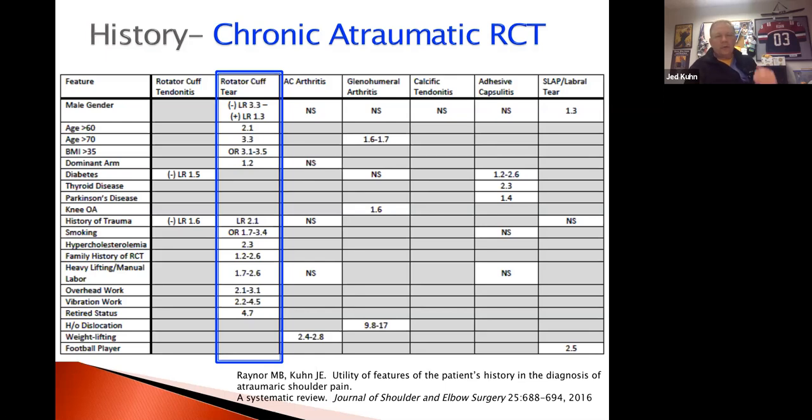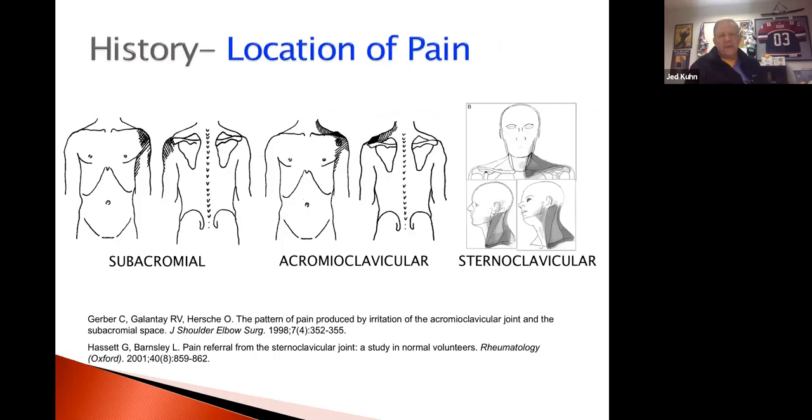So these are historical features. There's a lot of data we need to continue to get to really have this stuff. But someday a computer will sort all this out and we'll be able to diagnose rotator cuff tears.